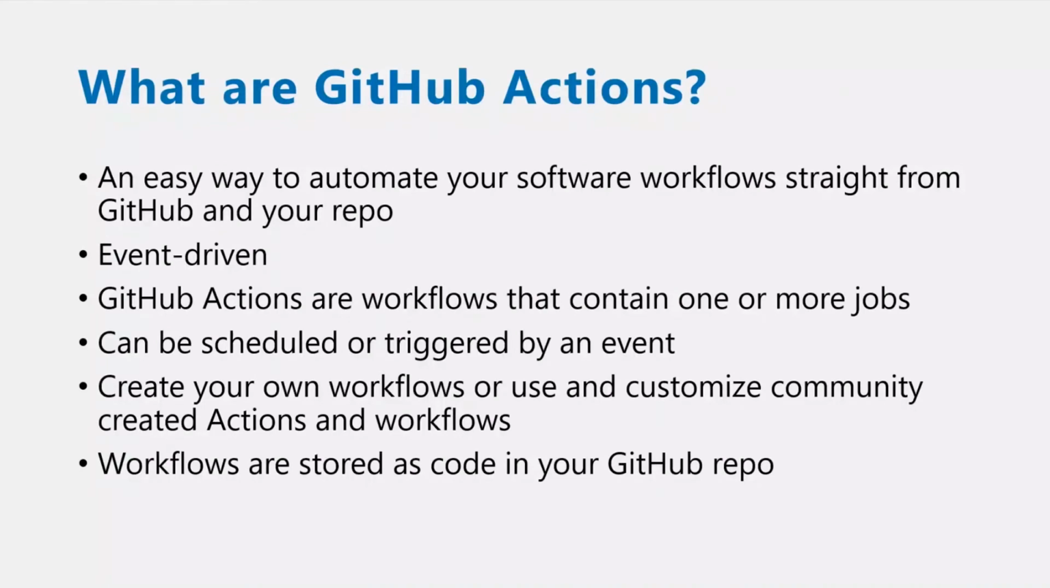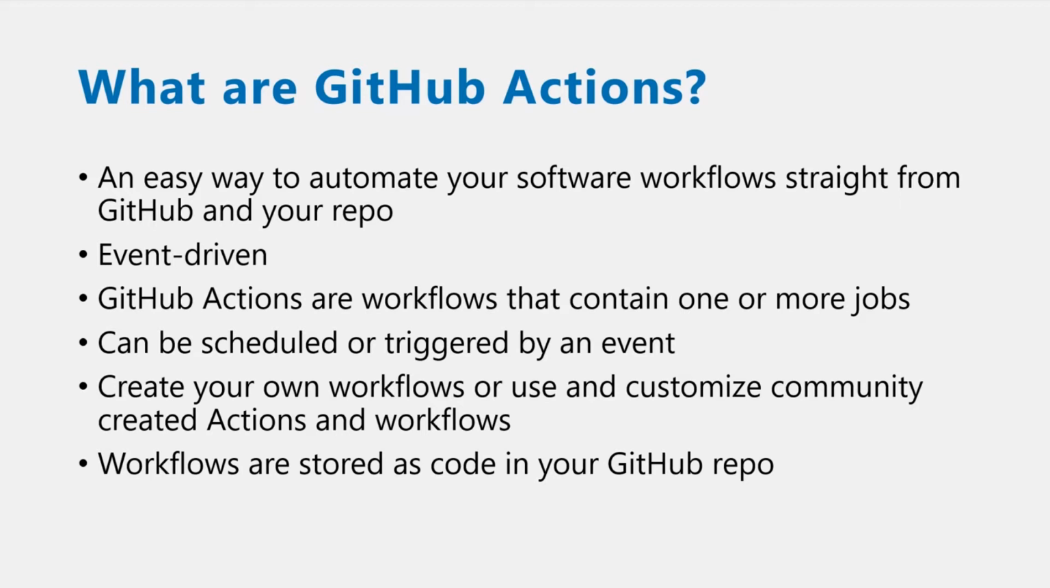So what are GitHub Actions? Well, it's an easy way to automate your software workflows straight from GitHub and your repo. They are event-driven or schedule-driven. An event can be something like pushing a commit or merging a pull request, or it can be scheduled, like at a certain time of day you want something to kick off. These GitHub Actions are workflows that can contain one or more jobs put together to do your entire action.